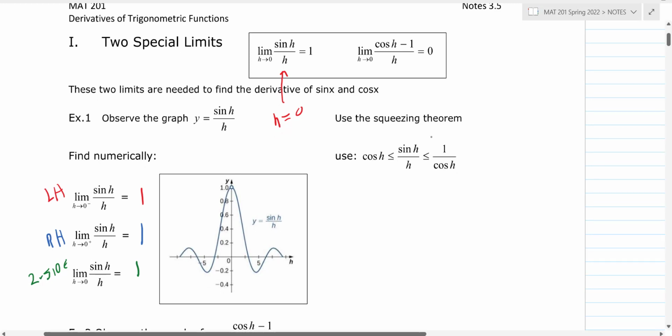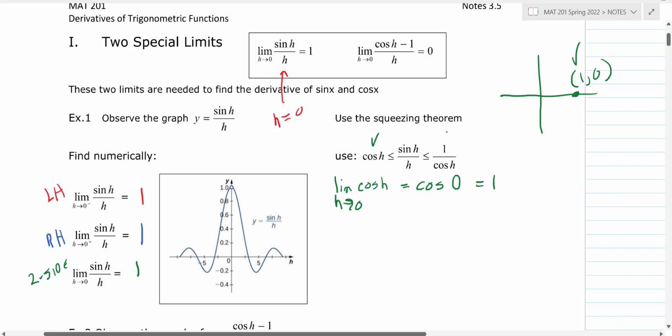This is an inequality that holds for values fairly close to h. I'm not going to go through where the inequality comes from. But what we're going to do is use the squeezing theorem. So we're going to take the limit of the cosine of h as h goes to 0. That would be the same as the cosine of 0. And remember, on a unit circle, at 0 radians, we have the point (1, 0). Cosine is the x value. Therefore, that's equal to 1.